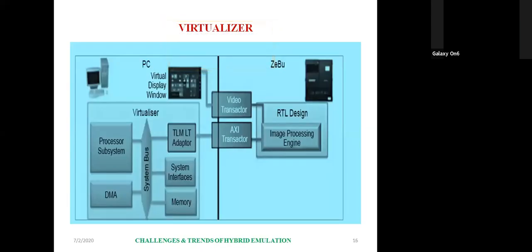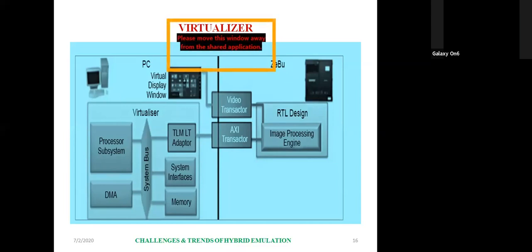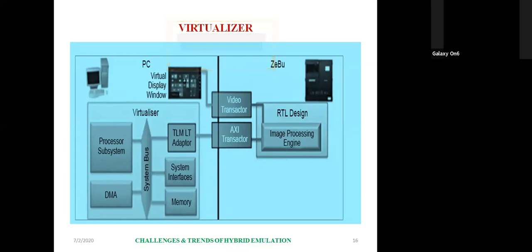So this is a virtualizer. Virtualizer can be used like a software development kit. It is called a virtualizer development kit. It consists of a system bus, a processor subsystem, DMA, and a transaction level modeling, loosely timed adapter, and system interface and memory. This will interact with your video transactor and AXI transactions. The AXI transactions can be done through the TLM adapters to the image processing engine. So this is your core RTL design, your functionality.